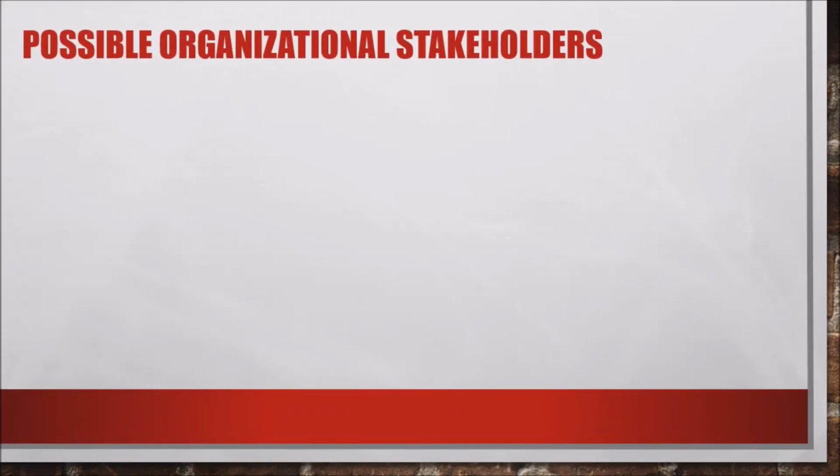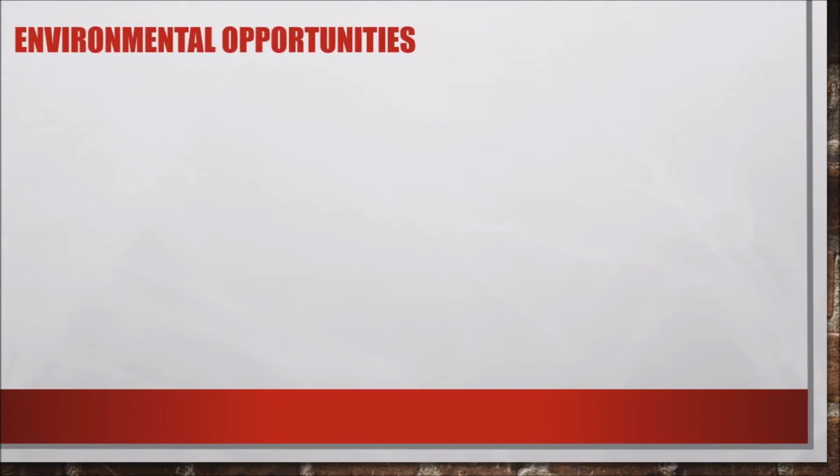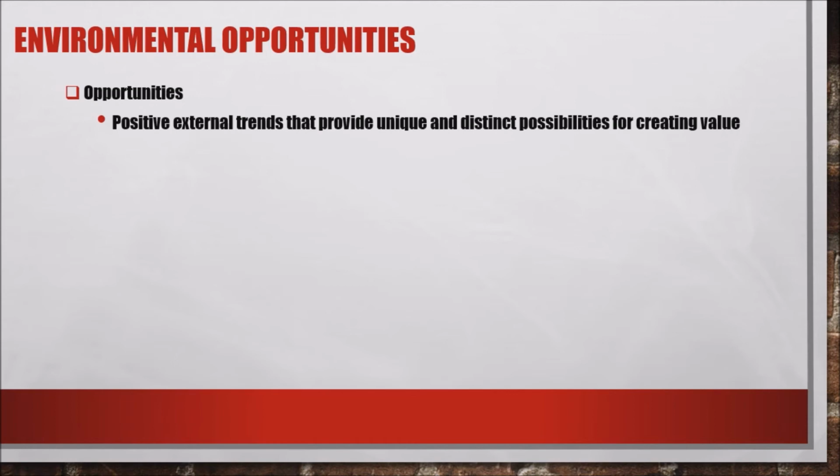Possible organizational stakeholders. Following are the possible organizational stakeholders: employees, governments, trade associations, customers, communities, political action groups, social action groups, suppliers, stockholders. Environmental opportunities. Opportunities: positive external trends that provide unique and distinct possibilities for creating value. Sources of opportunity, external context.